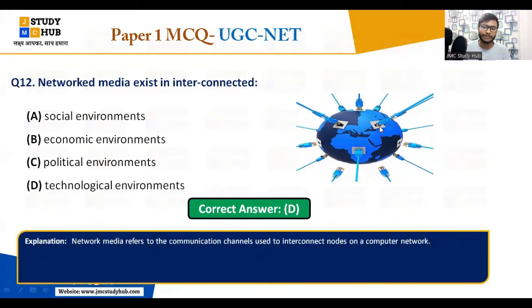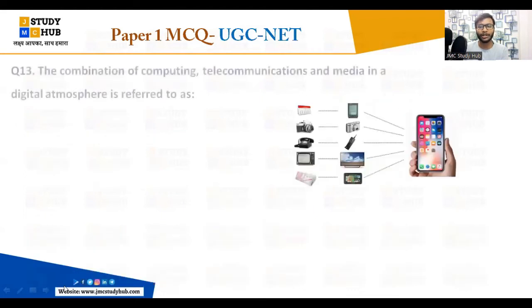In the explanation it is written that network media refers to the communication channels used to interconnect nodes on a computer network. Interconnect nodes, right? So here all are interconnected nodes. ये सारे क्या हैं? All are the nodes, interconnected nodes on a computer network. So we can understand that networked media exist in interconnected technological environments. Okay, chaliye. So now moving towards question number 13.